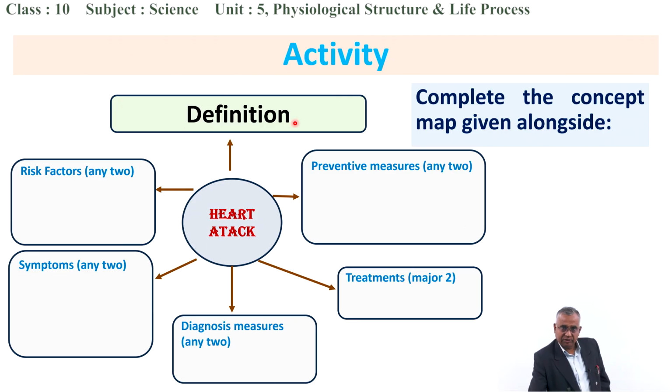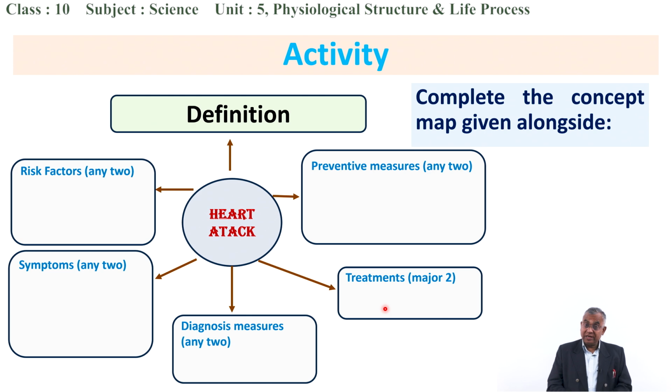At first, write the definition. What is a heart attack? Then risk factors, any two, not all. You did about 10 risk factors, but you only have to mention 2. Then 2 preventive measures and only 2 symptoms. You did a number of symptoms. There were a number of diagnosis measures, and you have to mention only 2. And for treatment, there are measures too, but you do not have to go inside it, just write the name. I think you have finished.